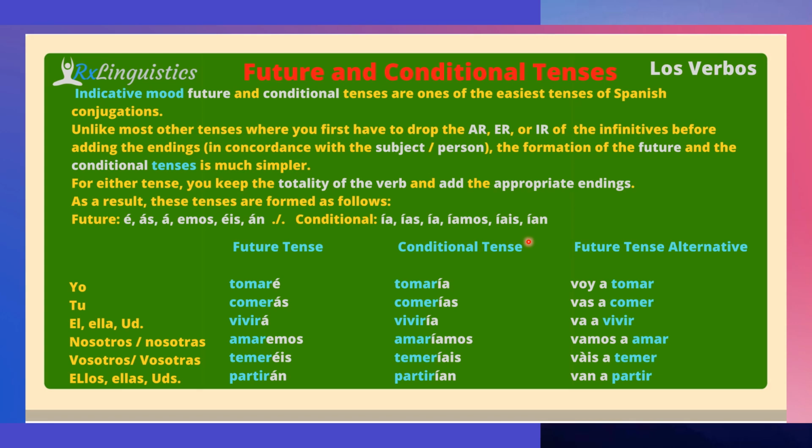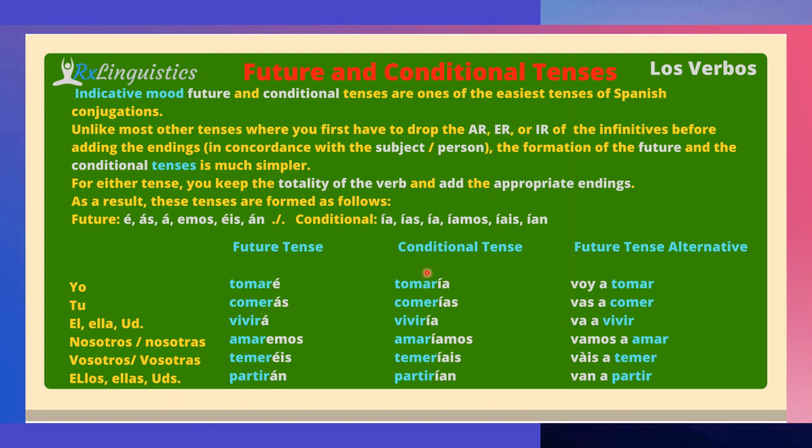For all other tenses, you drop the infinitive AR, ER, or IR first before you continue. Ir, the verb ir, to go, is an exception because the I itself is already like an infinitive. So that one is completely different. But for all the rest, all you do is keep the totality of the verb. Now for the future and the conditional, even the verb ir remains the same. You don't change it before adding the ending. Okay, so future and conditional tenses are the easiest tenses to construct in Spanish.